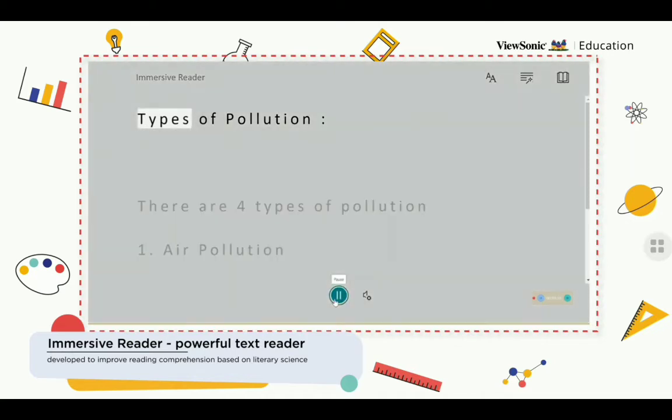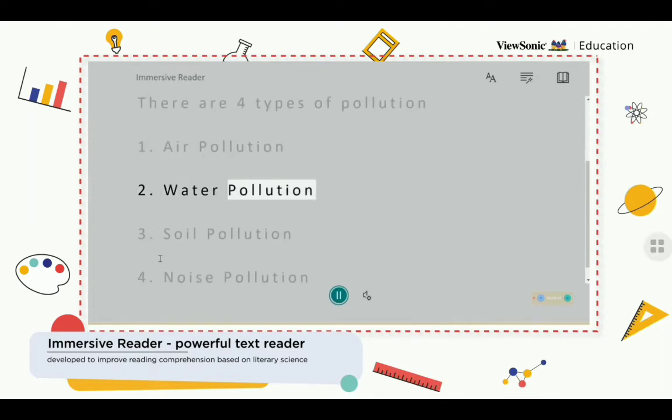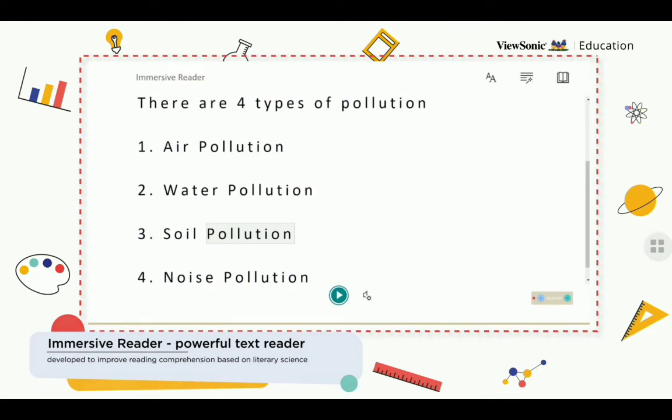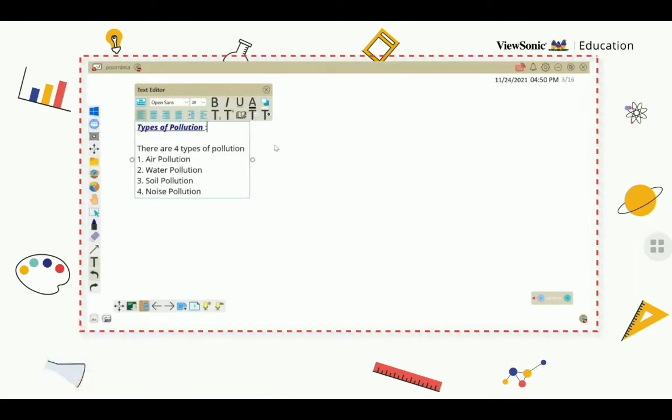You click on this play button. Types of pollution. There are 4 types of pollution. 1. Air pollution. 2. Water pollution. 3. Soil pollution. And that's how you can use this Immersive Reader feature as well.